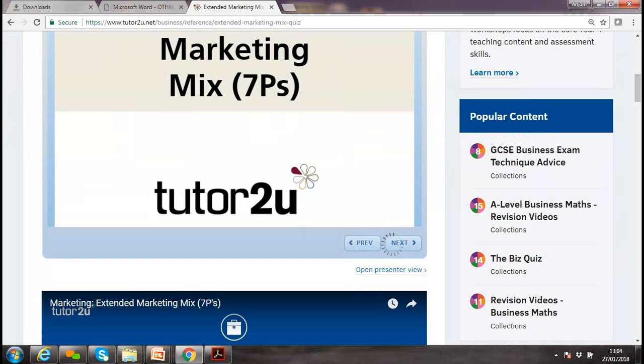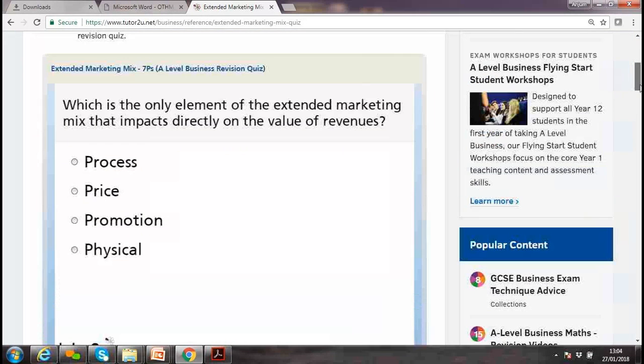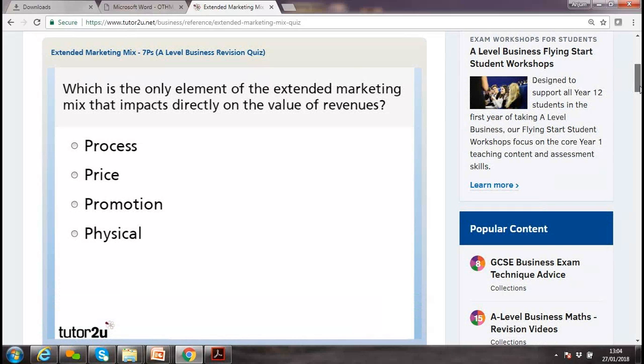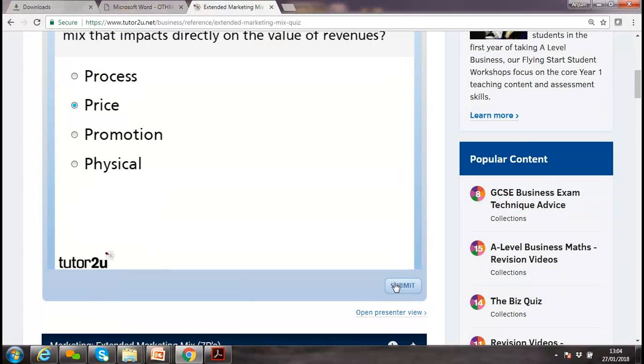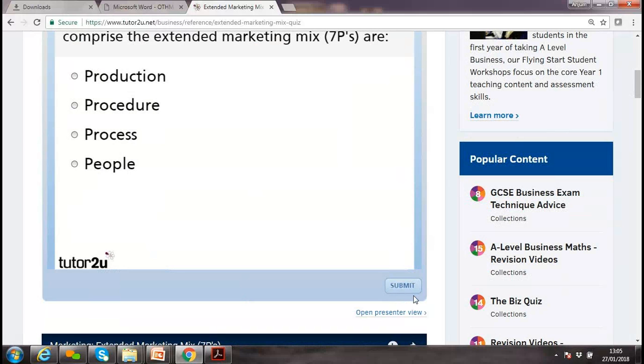Okay, we'll start. Are we ready yet? Yeah. So which of the following elements of the extended marketing mix impacts directly on the value of revenue? Price. Well done. Correct. Good.